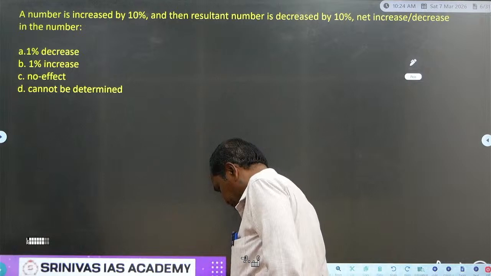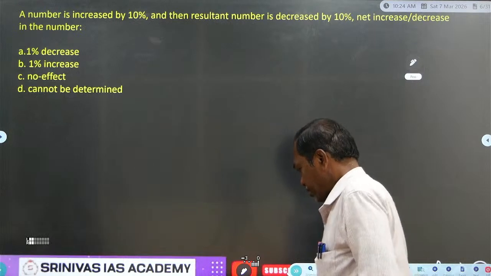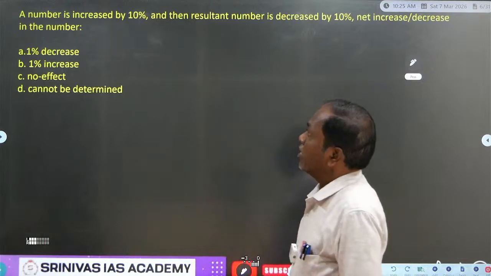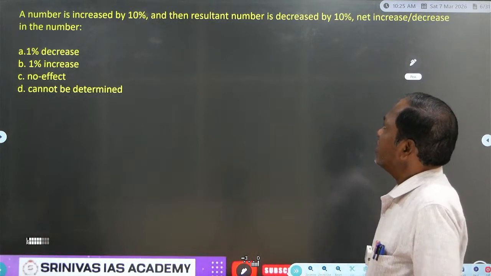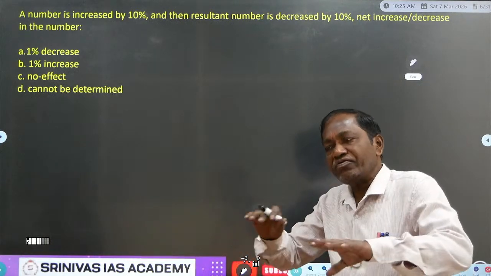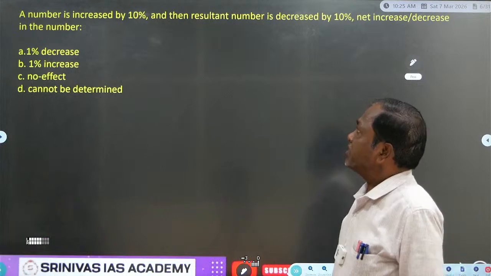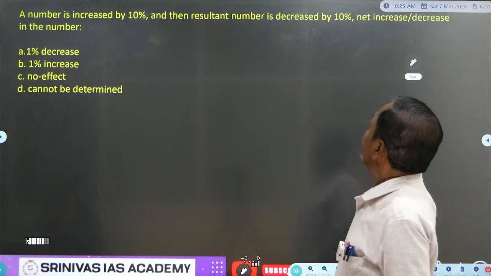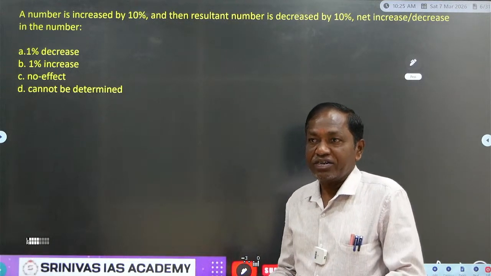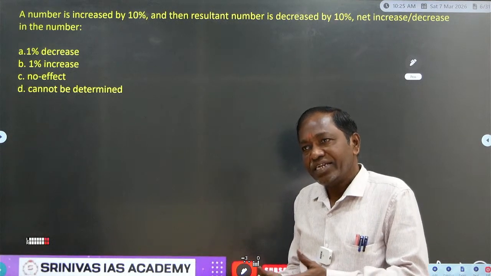I think it looks like the same question. 1%. A number is increased by 10% and then the resultant number is decreased by 10%. The resultant number is what you arrive at after adding something, that is the net. Net increase or decrease in the number. See, the question is what? Net increase or decrease? What would happen to the resultant number? Decrease only will happen.